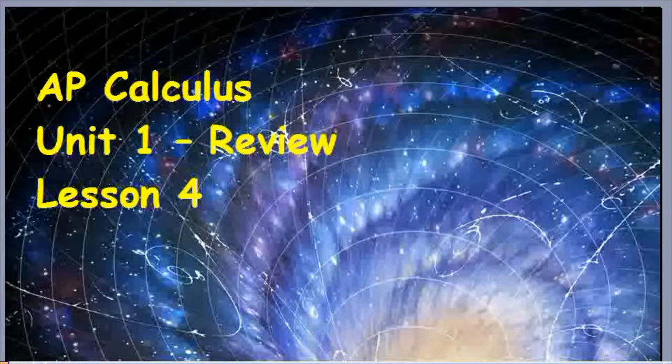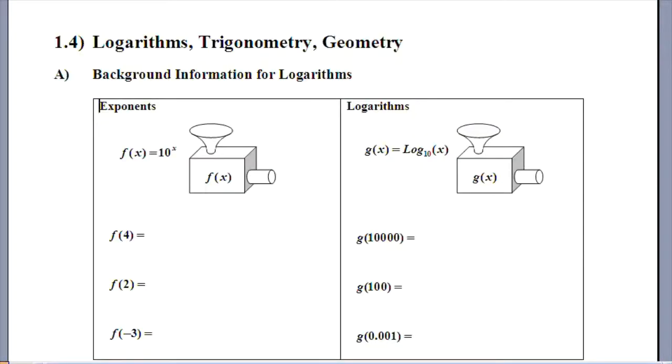This is our fourth and final lesson for Calc AP for Chapter 1, where we're just reviewing some important issues that we'll need for calculus. We're going to do quite a few things here today. We're going to look at logarithms, trigonometry, and geometry. Now in Math 12, you're going to take a whole chapter to look at logarithms. I just want to look over the important stuff we're going to need to get going.